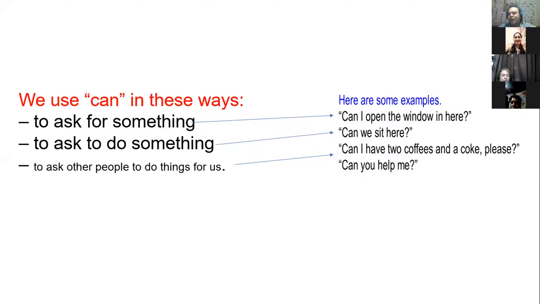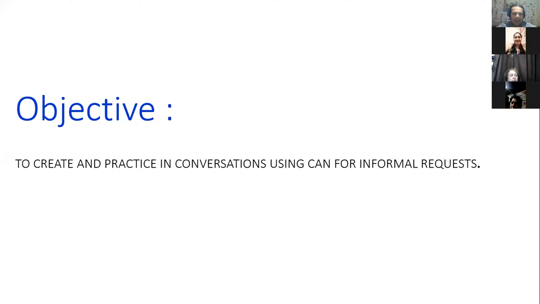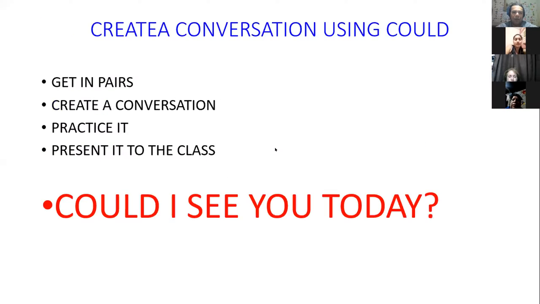Now, okay, vamos a ver el can, como dice aquí, can, pero de una forma no formal. Ese es el objetivo que tenemos ahora. Vamos a irlo a ver, aquí está. To create and practice conversations using can for informal request. So vamos a ver el can para lo informal, okay, so here we go.